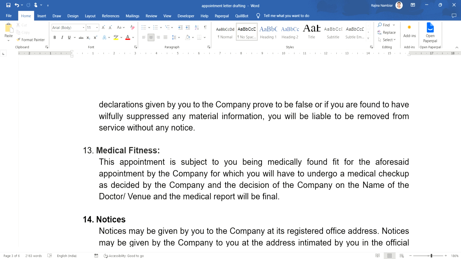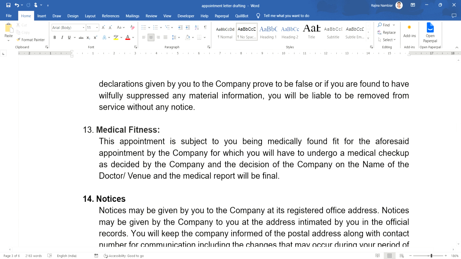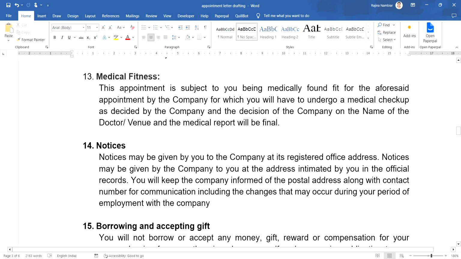Medical fitness: you have to undergo a medical checkup. This generally happens in MNCs and big companies who can afford such things, right? And the smaller companies ask you to provide a certificate from the doctor that you don't have any issues.